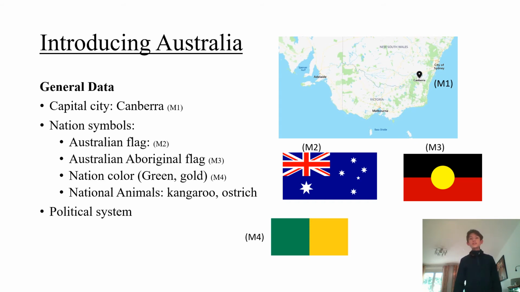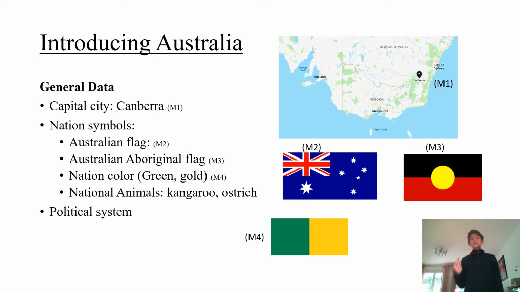Some national symbols are the Australian flag, the Australian Aboriginal flag, the national colours are green and gold, and the national animals are the kangaroo and the ostrich.